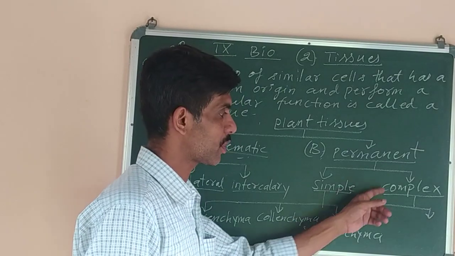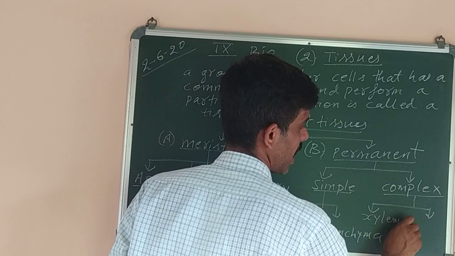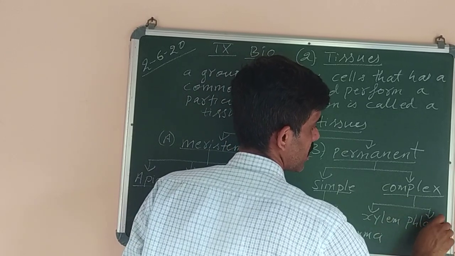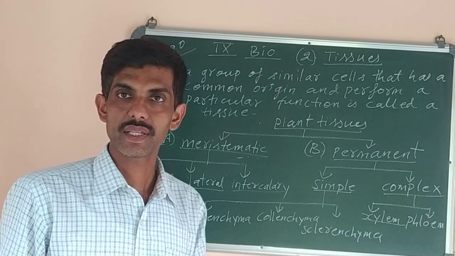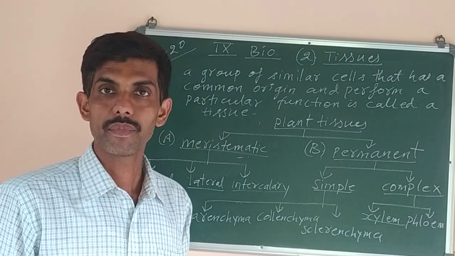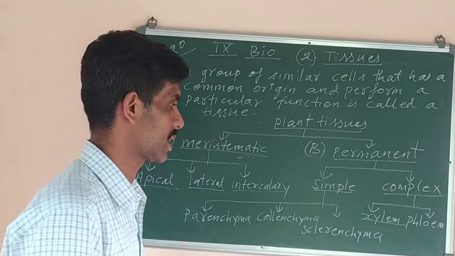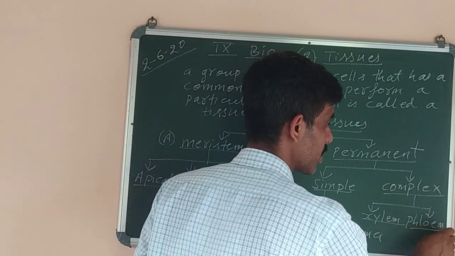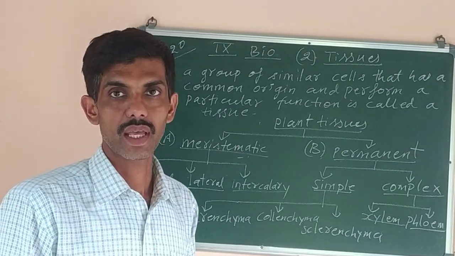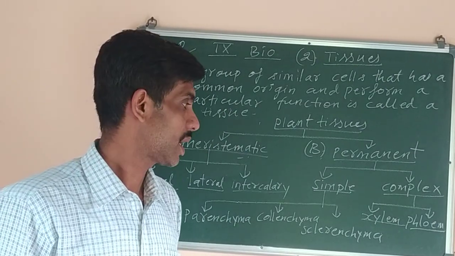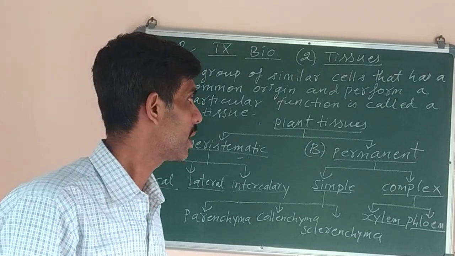The complex plant tissues are the one which is made up of more than one type of cells. So there are two different types of complex permanent tissues. They are xylem and phloem. Xylem is the one which is made up of four different cells. The names are xylem parenchyma, xylem fibers, tracheids and vessels. Similarly, phloem is also a complex plant tissue which is made up of four different types of cells, and the names are sieve tubes, companion cells, phloem parenchyma and phloem fibers.